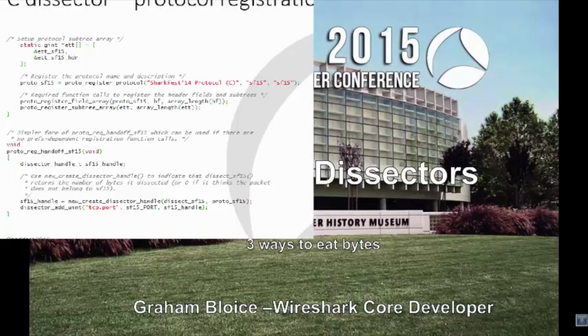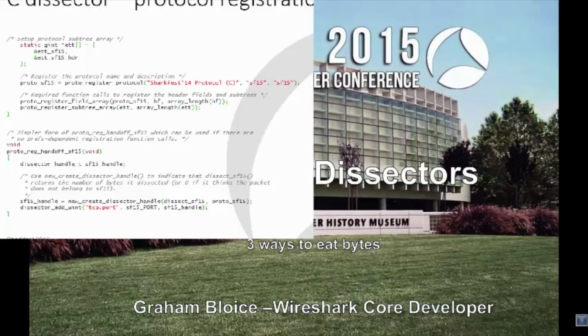We set up an array of the ETT fields, these are the subtrees, and now we register our protocol with the framework, the proto register protocol command. I've missed one bit from last year, that should be SharkFest'15, where I rubbed the 14 off and put 15 on. And then we have to register our field array, which was all those HF fields that we had before, and we have to register our subtree array. So that function there registers everything to do with our dissector with the Wireshark framework.